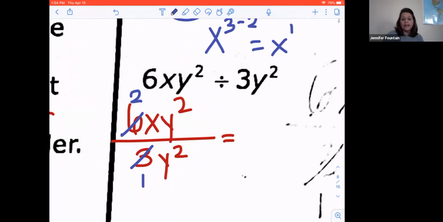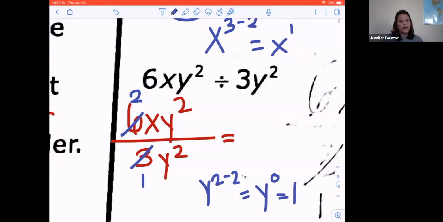Now, I have y squared in the numerator and y squared in the denominator. So when I look at this, that means I've got y to the second power minus 2, 2 minus 2 is 0. And we learned at the very beginning of the year that anything to the 0 power is equal to what? Does anybody remember? 1. Good. Yeah, anything to the 0 power is equal to 1. So that means I can cancel these out, and that's like having 1 over 1.